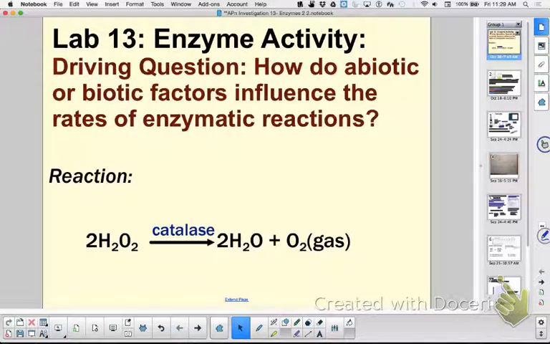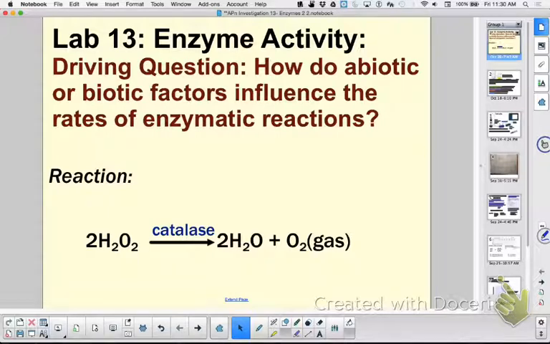Your textbook is making that claim. Your lab book is making that claim. But whenever you have a claim, you need to back it up with what? Evidence. This lab is an opportunity for you to get some evidence to support that claim. In this lab, our reaction is taking hydrogen peroxide and using the enzyme catalase to break it down into water and oxygen gas.